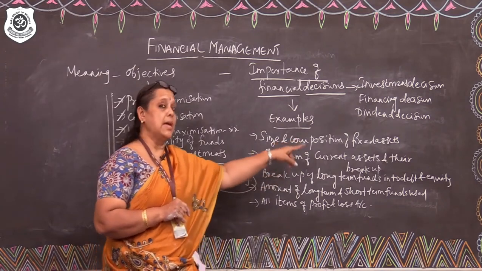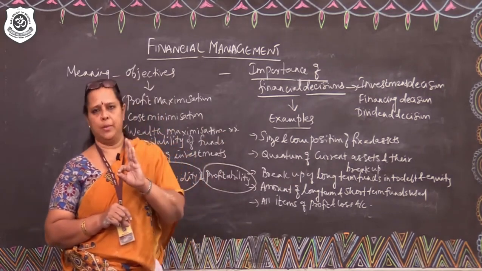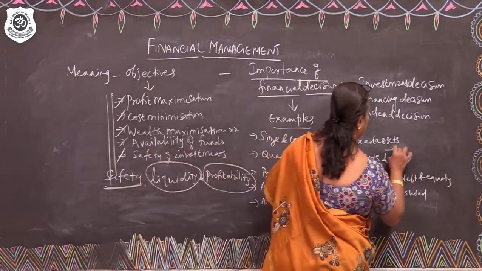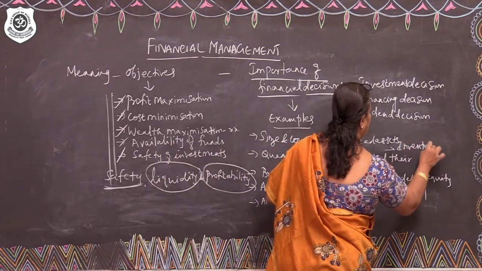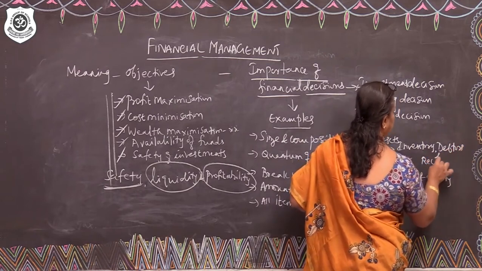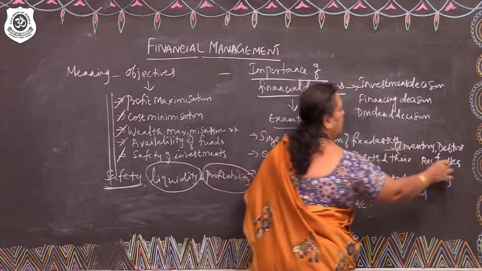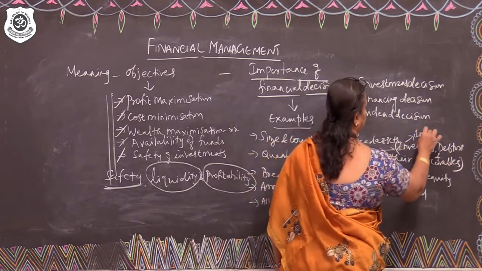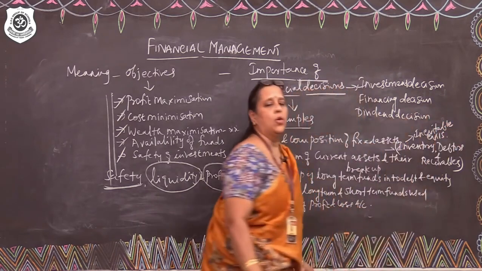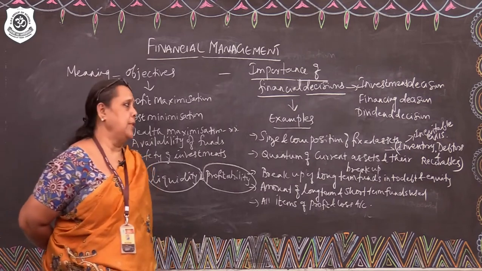Similarly, the quantum of current assets and their breakup. This is a very important decision to be taken. There are three items in the balance sheet of a company which are very, very crucial: inventory, debtors, and receivables. All three are called inevitable evils. Why are they called inevitable evils? For example, to start with, stock, that is inventory.